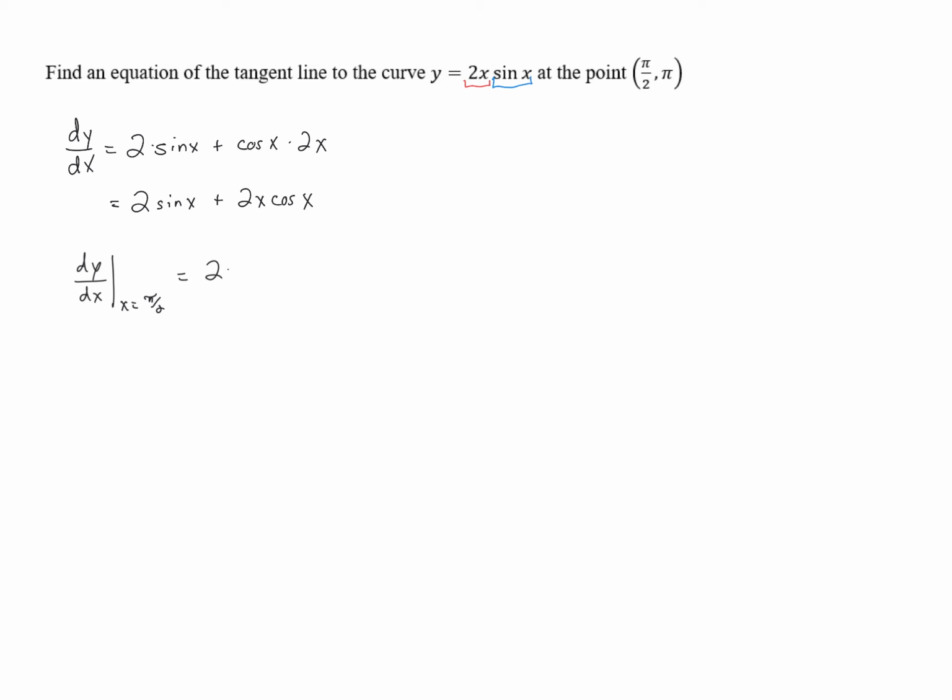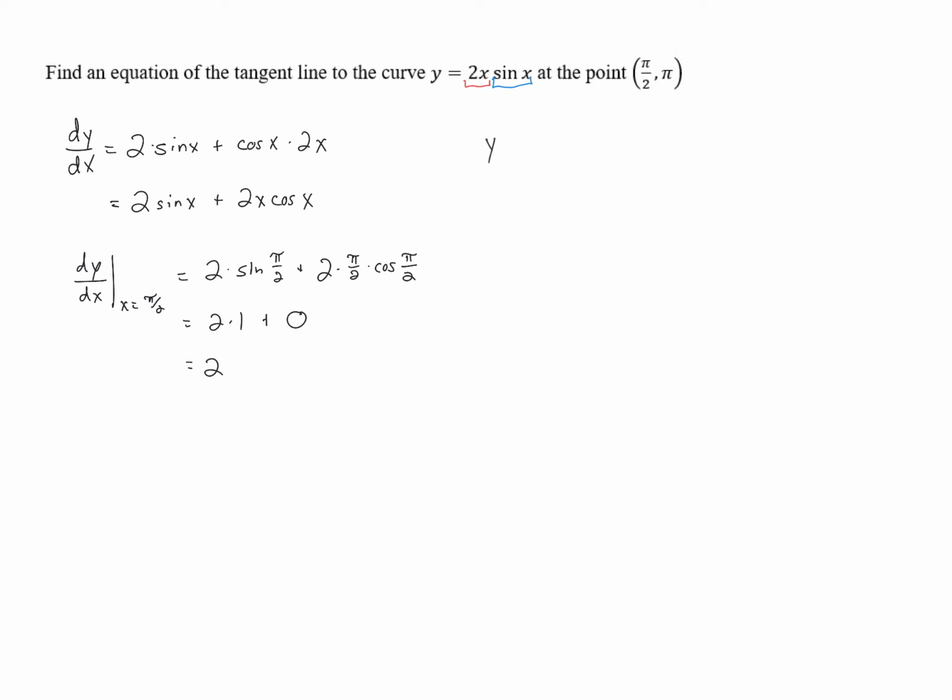So we have 2 times sine of pi halves plus 2 times pi halves times cosine of pi halves. And we know that cosine of pi halves is actually 0. So this whole second term is going to go away. Sine of pi halves is 1. So this is going to be 2 times 1 plus a bunch of stuff times 0, which gives us 2. So we know the slope of the tangent line is going to be 2.